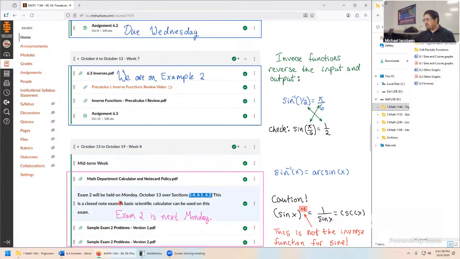The other thing that's new about this exam is you're welcome to bring a basic scientific calculator for use on this exam. All the questions are going to require exact answers in the end, but it can help out with some intermediate steps, in particular with section 5.4. Well, that's the major announcements for the day.